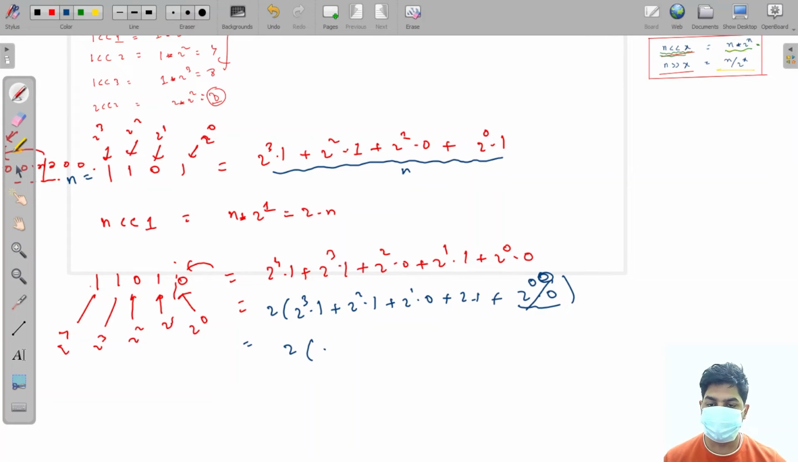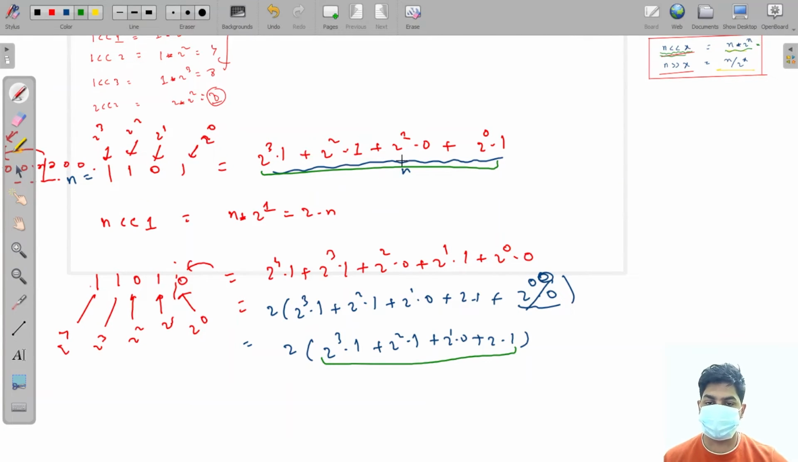So it is 2 raised to power 3 into 1 plus 2 raised to power 2 into 1 plus 2 raised to power 1 into 0 plus 2 into 1. So if we look clearly, this term and this are exactly the same. So if this is n, this is also n. So this can be written as 2 raised to power 1 into n. So if we perform left shift by one time, it is equal to 2 raised to power 1 times n, and that is what we have written over here also. So this is why it is actually working.